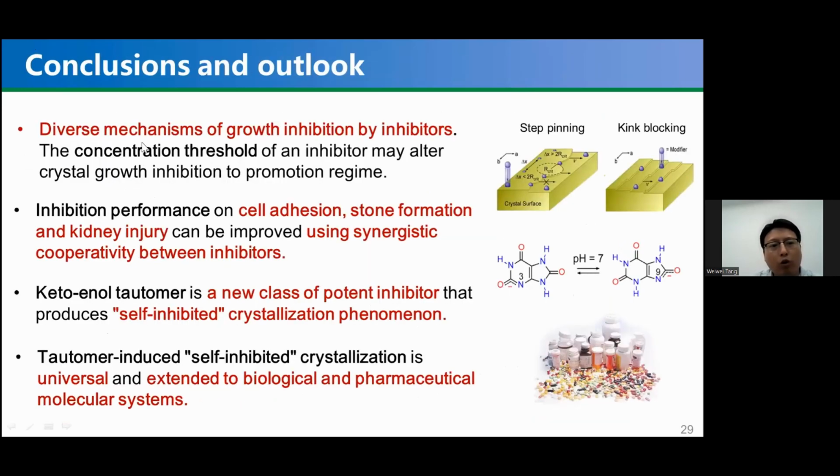So to summarize, we found diverse mechanisms of growth inhibition by inhibitors. The concentration threshold of an inhibitor may switch crystal growth from an inhibition to a promotion regime. We demonstrated that the inhibition performance on cell adhesion, stone formation, and kidney injury can be improved using synergistic cooperativity between inhibitors. We discovered that the keto-enol tautomer is a new class of potent inhibitor that produces self-inhibited crystallization phenomena. Finally, we extended the tautomer-induced self-inhibited crystallization to biological and pharmaceutical molecular systems.